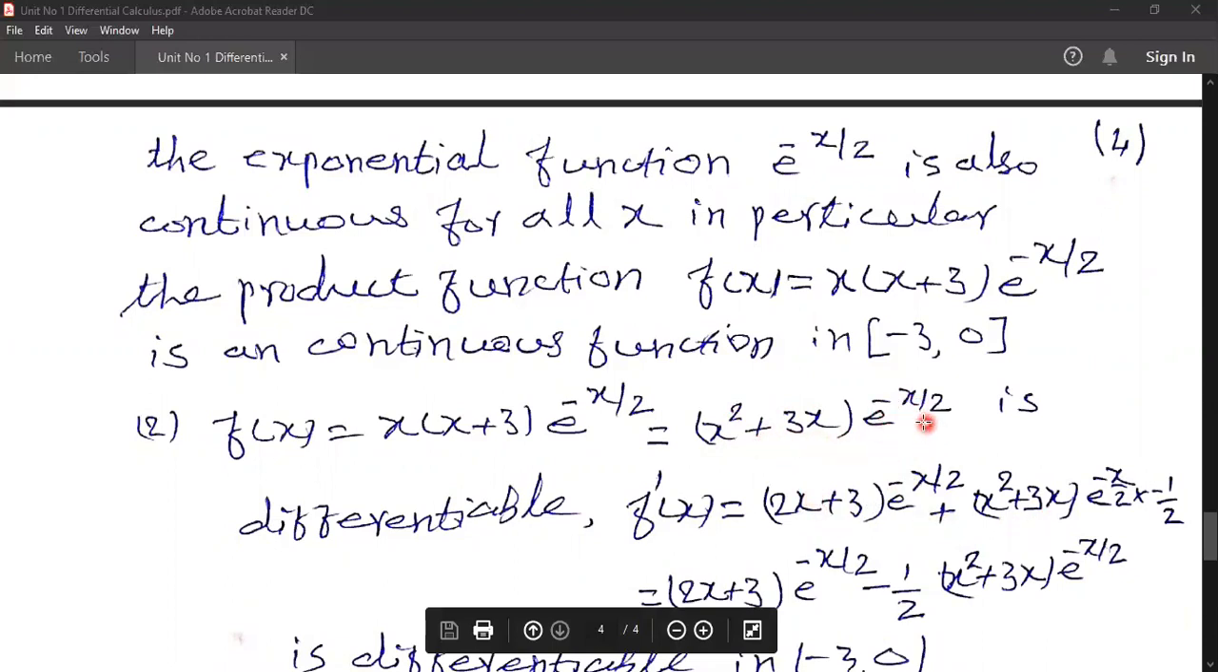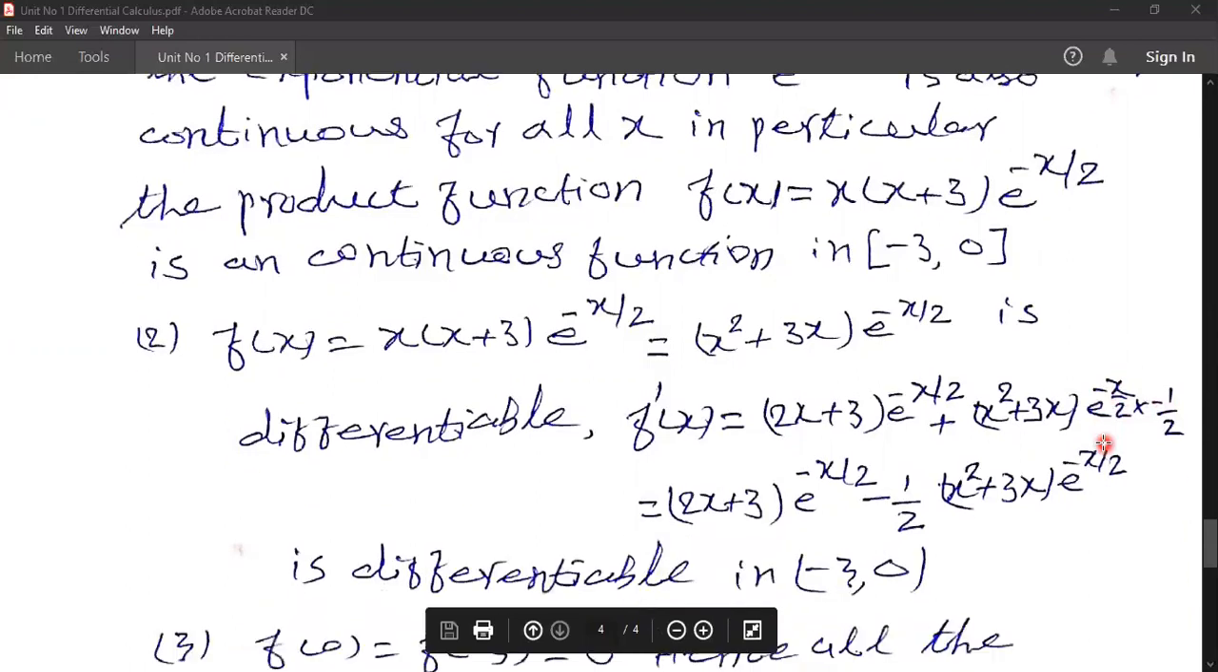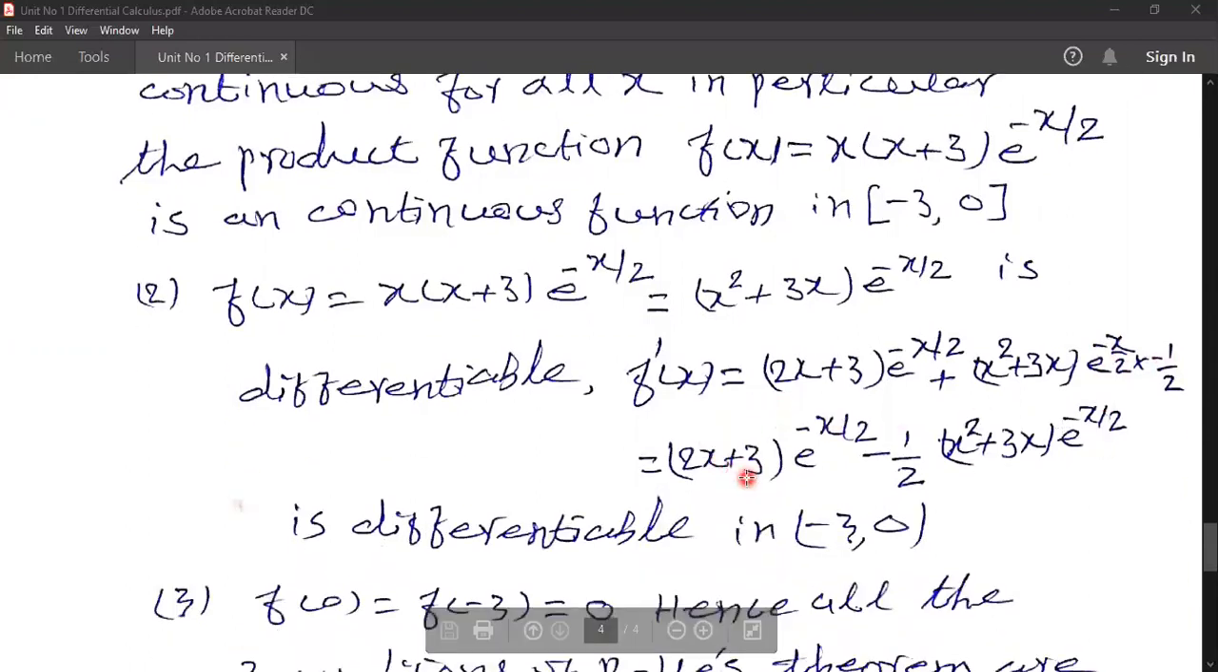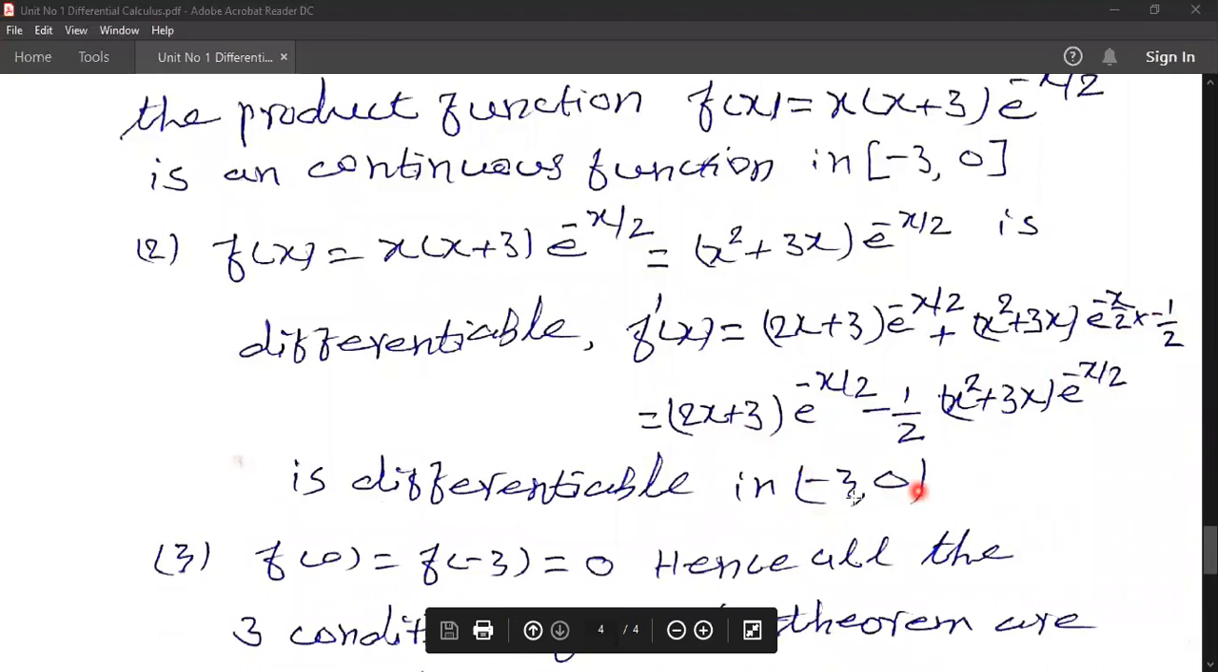Then the derivative of this: the derivative of e to the power minus x by 2 is e to the power minus x by 2, and the derivative of minus x by 2 is minus 1 by 2. So when you simplify this value, this becomes 2x plus 3, e to the power minus x by 2, minus 1 by 2, x squared plus 3x, e to the power minus x by 2, which is a differentiable function in the open interval minus 3, 0.